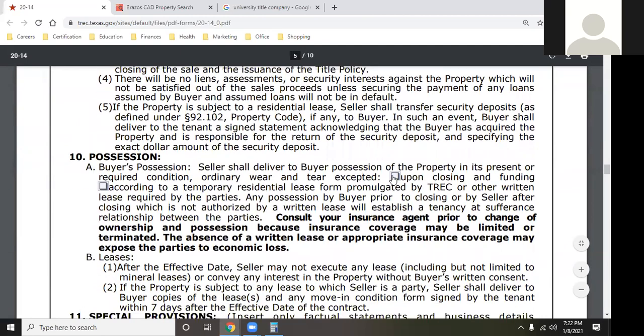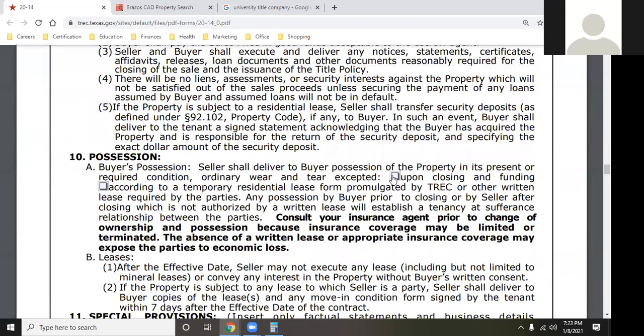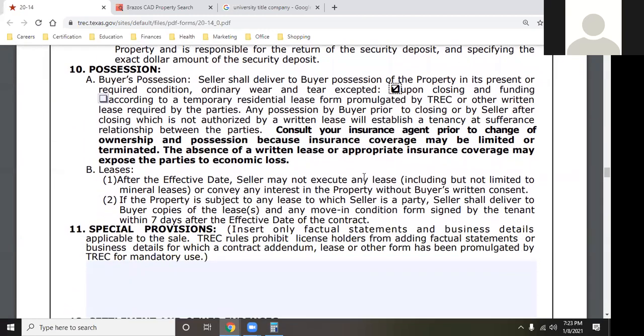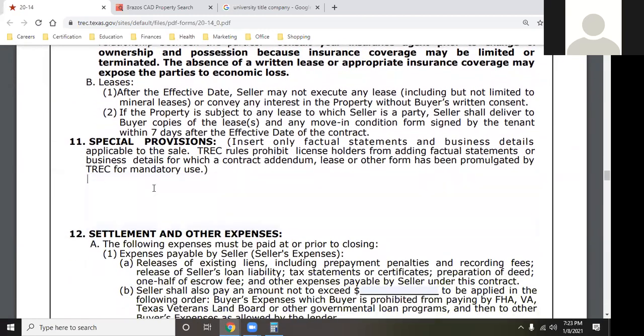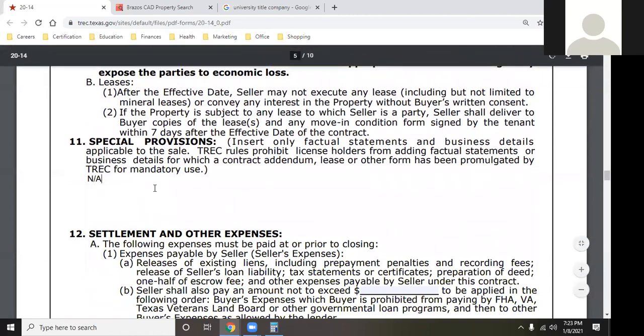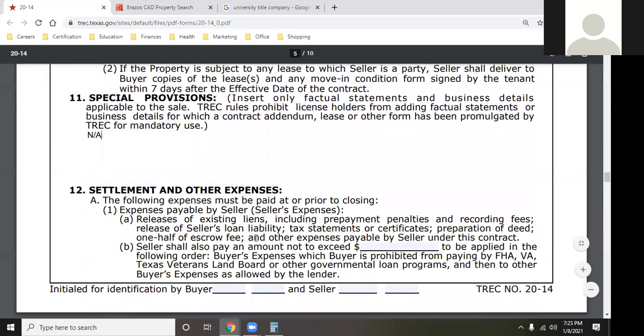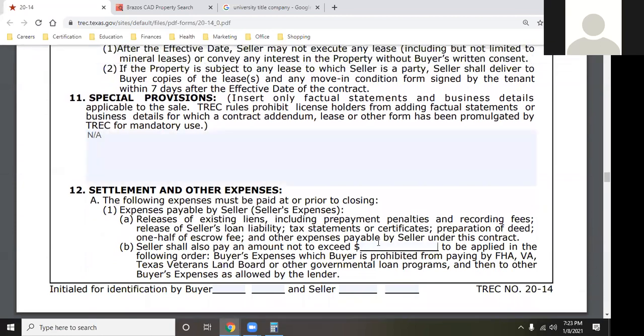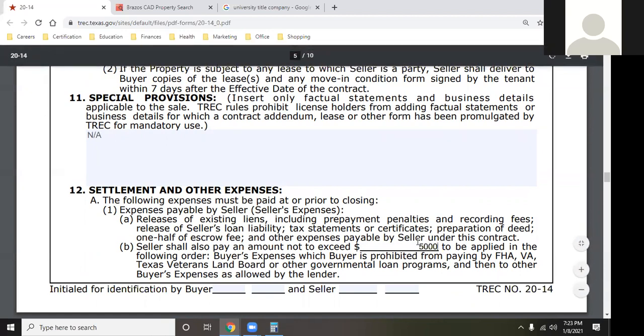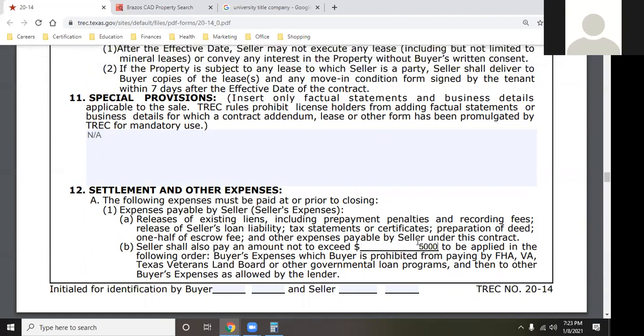Possession, because we're not going into a lot tonight since we're running out of time, is going to say upon funding and closing. And special provisions, of course, we said already, there should always be NA, unless there's something in a unique situation. And looky here, paragraph 12. Stephan really wants to put the screws to Mr. Stahl, so he puts $5,000 in here.